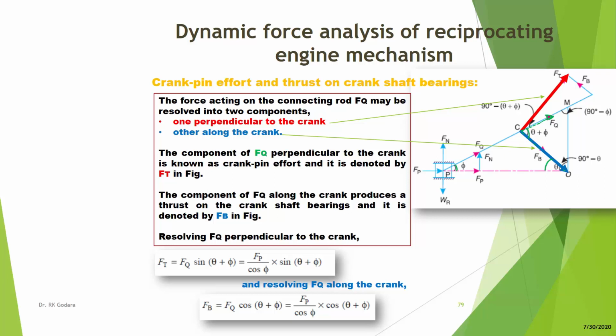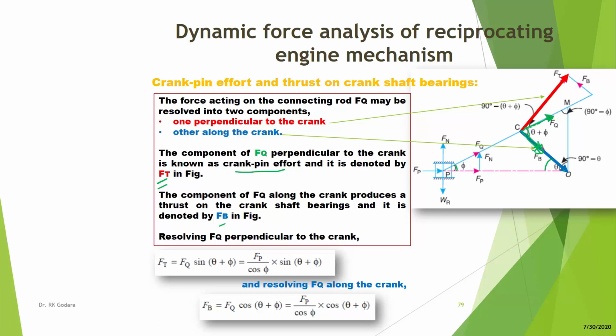Along the crank the force is given by Fb, which would be the cos component of this Fq, and the tangential part would be the sine component of Fq. The one perpendicular to the crank is known as crank effort, and the one along the crank is known as thrust on the crankshaft bearings. The component of Fq perpendicular to the crank is known as crank pin effort and denoted by Ft in this figure, and the component of Fq along the crank produces a thrust on the crankshaft bearings, and it is denoted by Fb, which is this force.